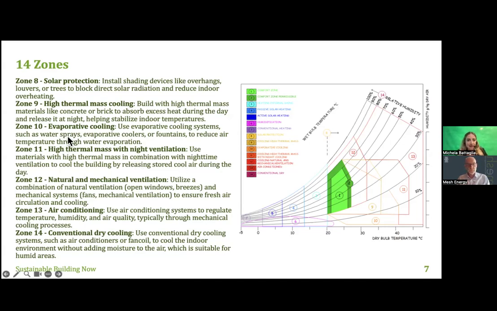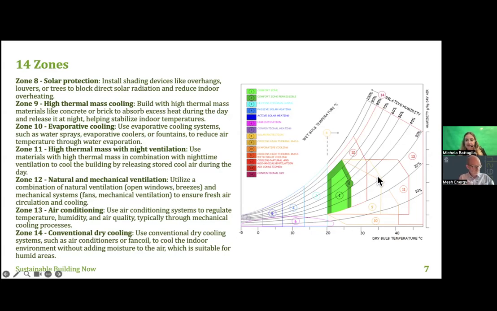Then in zone 10, this one, we are in the zone where we could use evaporative cooling systems, like, for example, water sprays, evaporative coolers, fountains, or ponds.